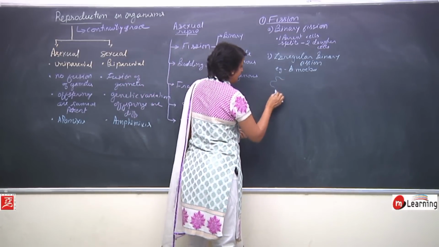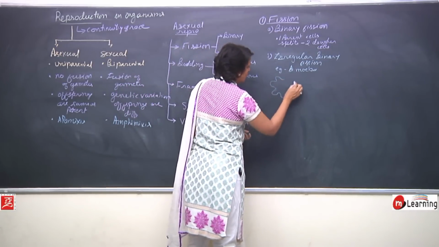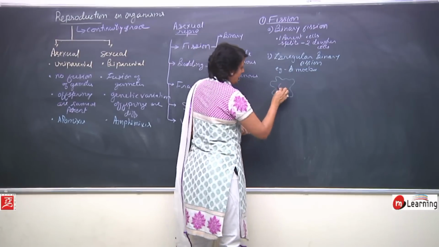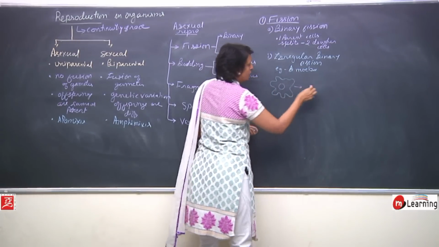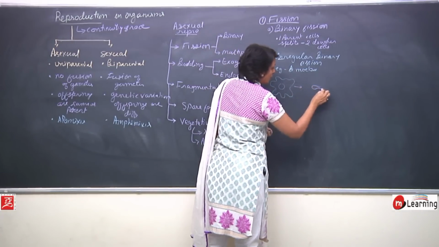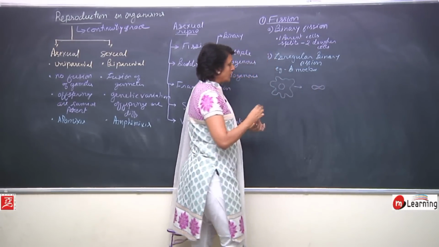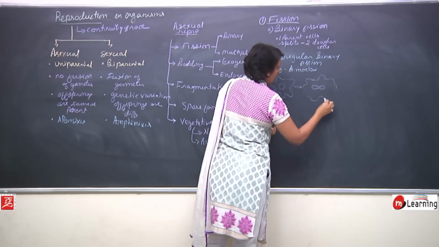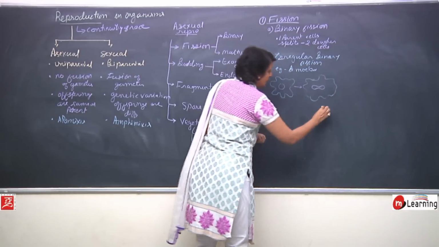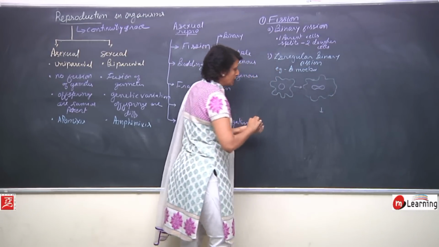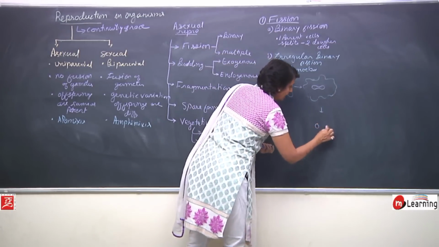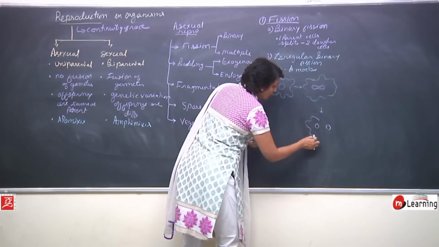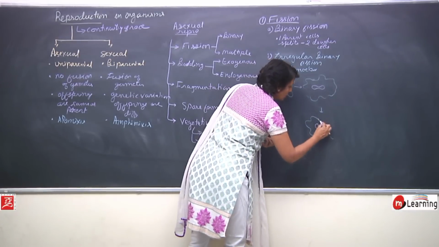So if this amoeba has to divide or reproduce, first its nucleus will start to show constriction, then this nucleus would completely divide into two nuclei and the cytoplasm also starts showing constriction.